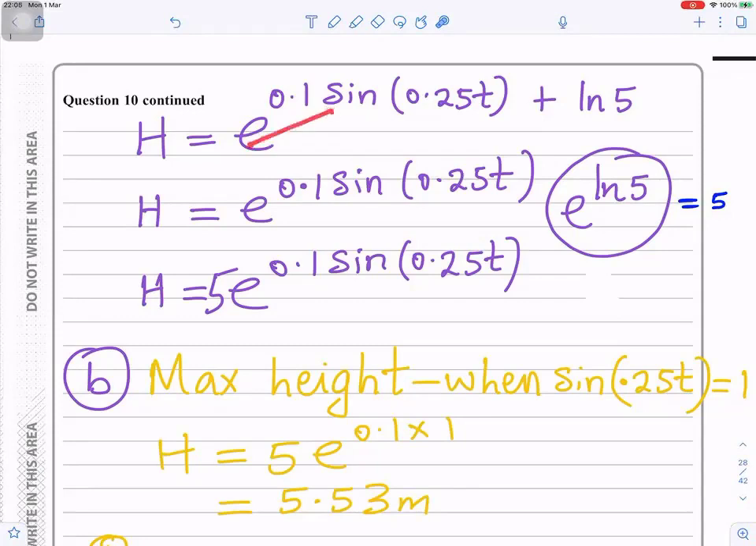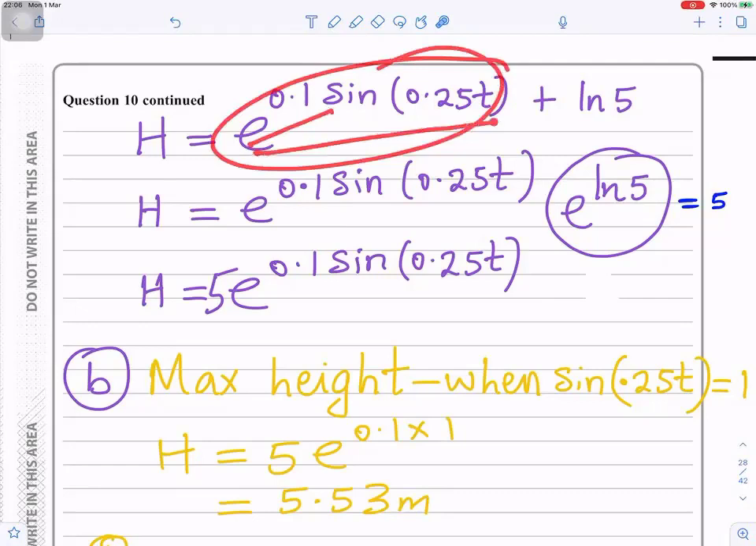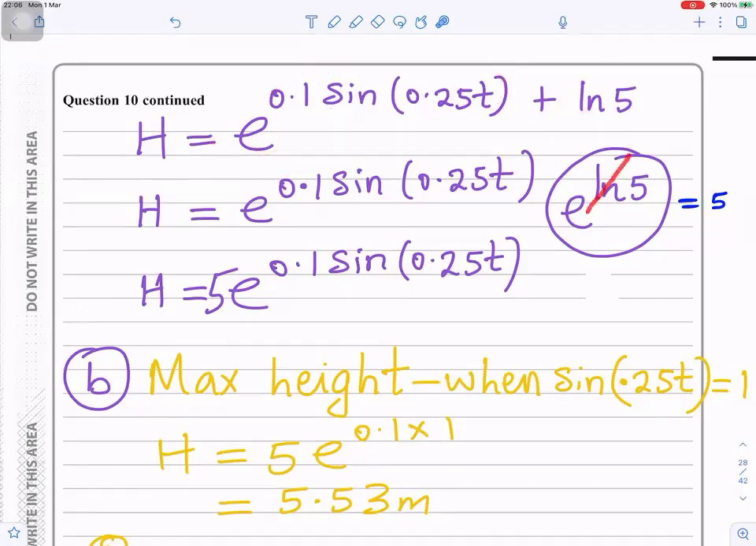And we can have e to this power and also e to the power of ln 5. But e to the ln 5 is just 5. You can put that in your calculator and you'll get 5. The ln and e will cancel, just get 5. And the 5 will come in front. We'll always put the numbers in front. So h is 5 e to the 0.1 sine 0.25t.